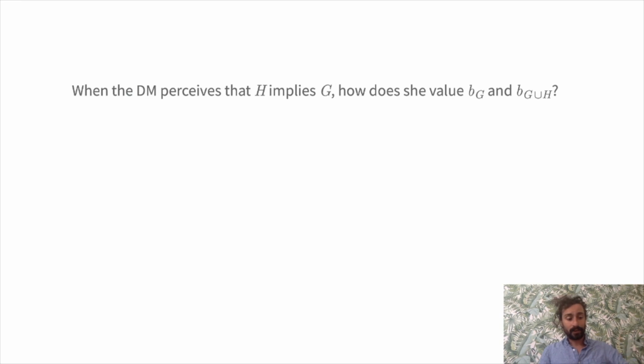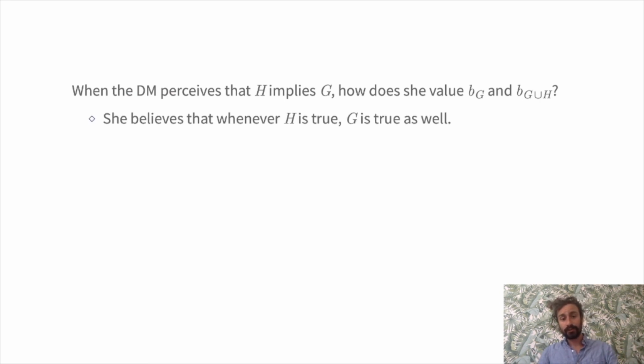So how can we build this representation, and in particular, how does it distill or reveal the decision maker's perception of implication? To do that, I think we start with the idea that the decision maker perceives that H implies G. This is subjective. How does she value a bet on G versus a bet on G or H? Well, by assumption, she perceives that whenever H is true, G is true as well. That's the definition of this perception of implication.